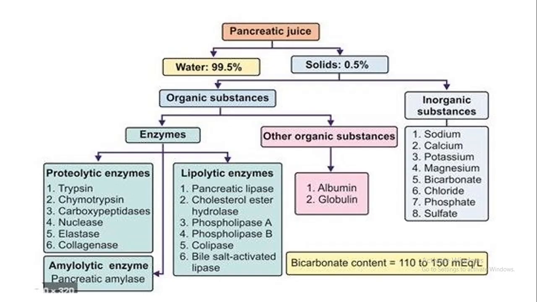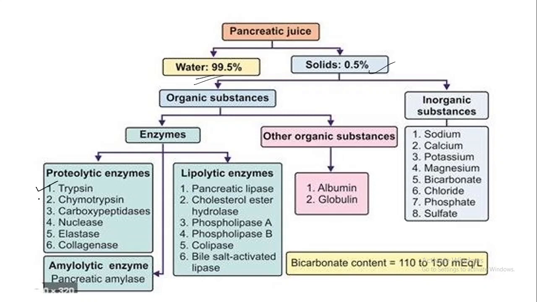Let's go ahead. What is the composition of the pancreatic juice? Again, remember all the secretions, most of them have water. So 99.5% of pancreatic juice is water, 0.5% is solids. Solids are divided into inorganic and organic. Organic contains enzymes, which are, please pay attention here, the enzymes of the pancreas.